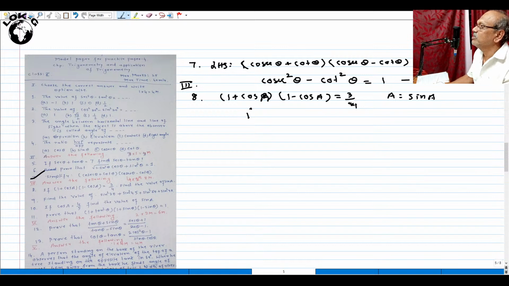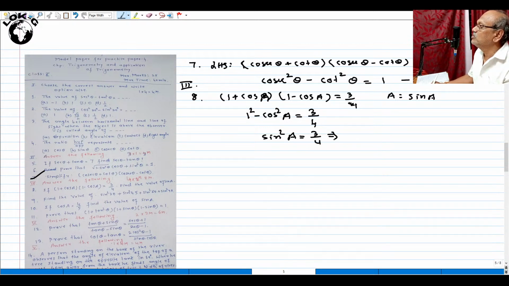a square minus b square. That is 1 square minus cos square a is equal to 3 by 4. Very, very easy questions, I have said. 1 minus cos square a is what? Sin square a is equal to 3 by 4.